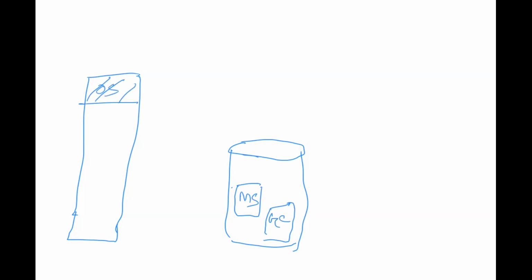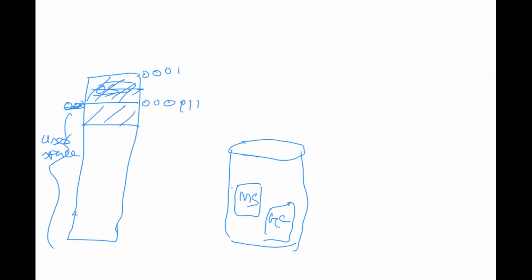Operating system space is here. This is your user space. In user space, let's say here is already some process. Here it starts from 0000, like this. Forget this OS space right now. For understanding, this is 0001, and this is the OS space. Let's say here is 0000, and here 1111, and then some process, and then your MS Office is in here.